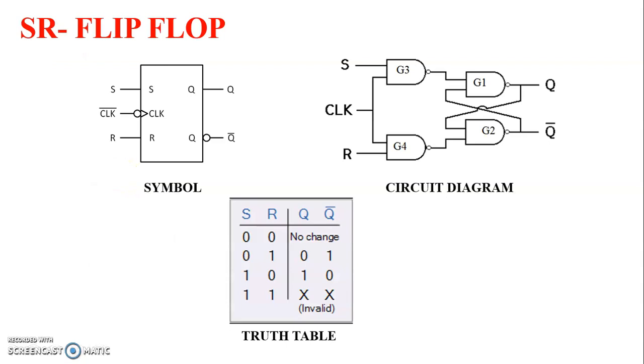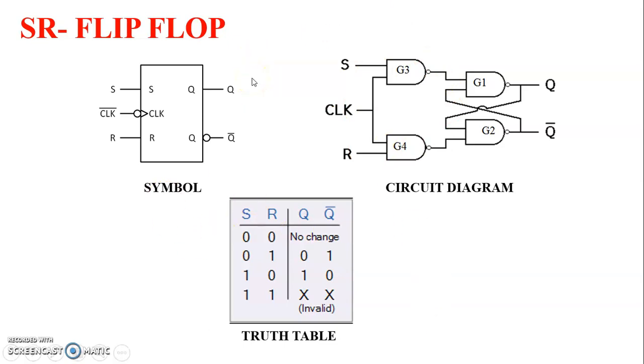So this is the SR flip-flop symbol, circuit diagram and truth table. This flip-flop has two inputs, namely set and reset. This is the NAND based circuit, that is, the clocked SR flip-flop NAND based circuit. So this is the truth table.